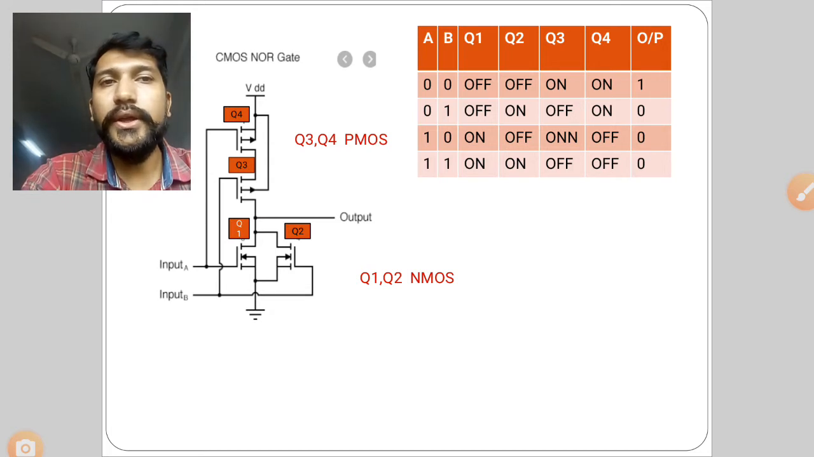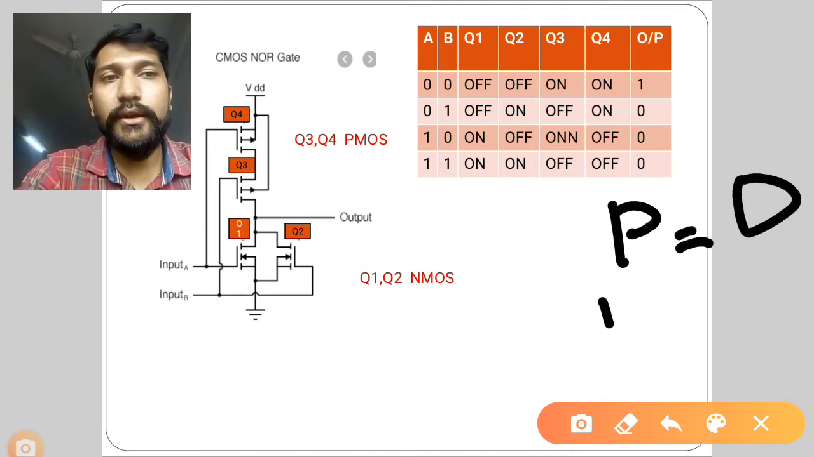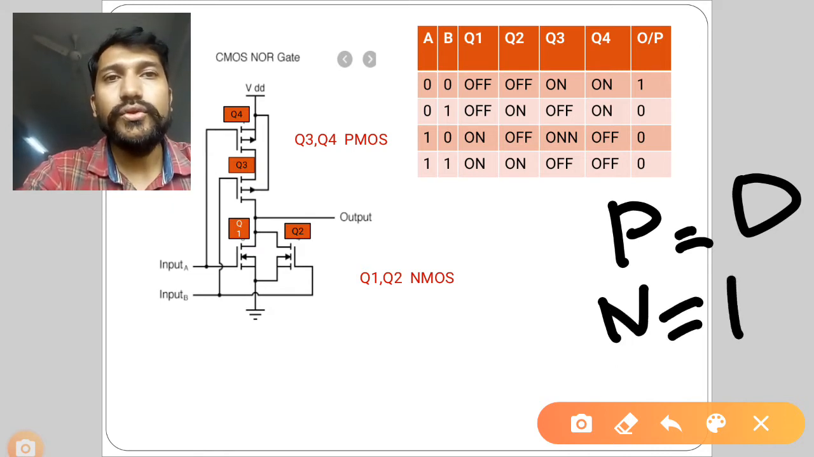So again I will be having Q1 and Q2 as your NMOS, Q3 and Q4 as your PMOS. We know the operation of the CMOS inverter. When I give input as 0, PMOS is going to become on, and when I get input as 1, at that time NMOS is going to be on. So PMOS is going to become on when it gets input as 0, and your NMOS is going to become on when we get input as 1. So let us start how it is going to work.